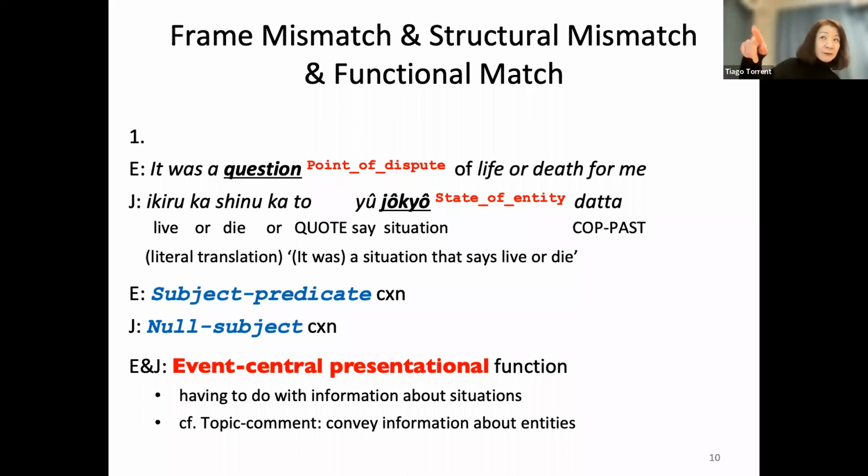So they have different structures. But if you look at the function of the two sentences, I think I got the name of the function from Bill's book, event-centered representational function. The two sentences have the same function, which has to do with giving new information about a situation, as opposed to a topic comment sentence.